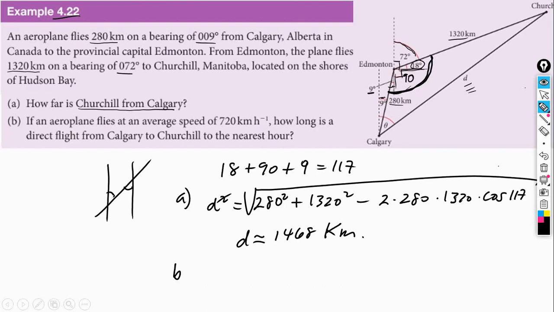Then for part B, it says, if an aeroplane flies at an average speed of 720 kilometers per hour, how long is a direct flight from Calgary to Churchill to the nearest hour? So they want us to find time. Now remember from physics that time is equal to distance divided by speed. So in this case, the distance is 1,468 kilometers and the speed is 720. And if you plug that into the calculator, it's approximately 2 hours.